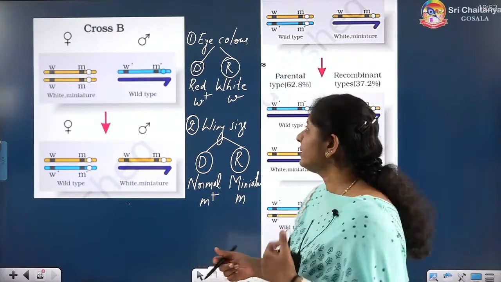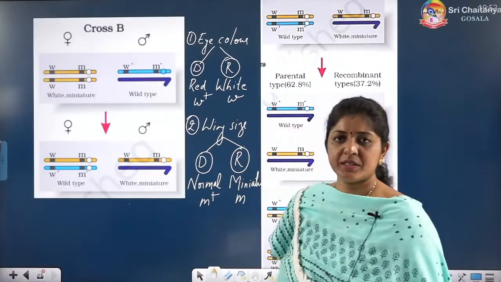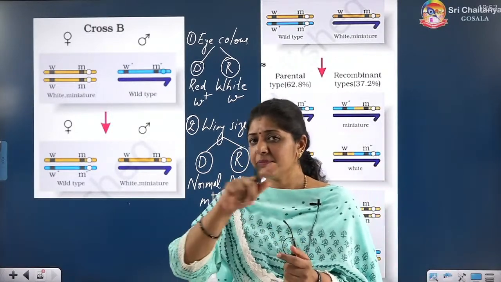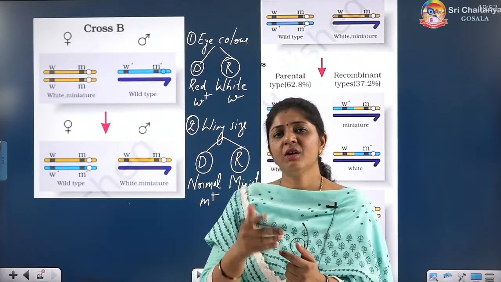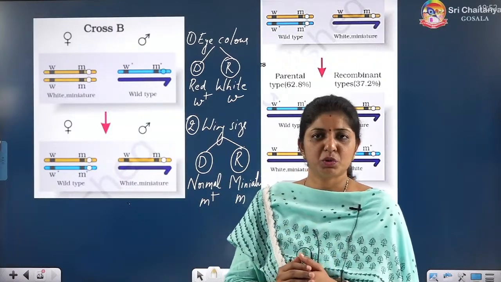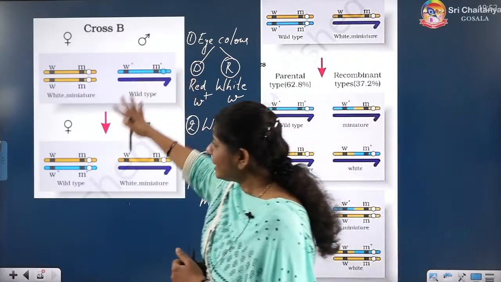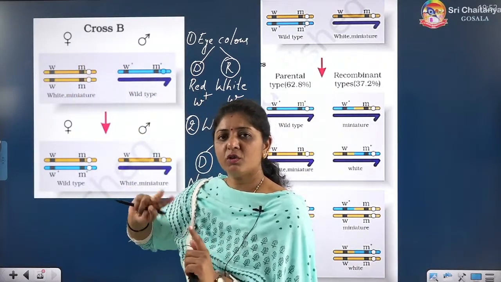So which two characters are we taking in cross B? Eye color and wing size. But they are present on the same X chromosome. For the experiment, we are studying those two characters, ignoring the other characters or genes on that chromosome. So let's do the same thing I discussed earlier for cross A.